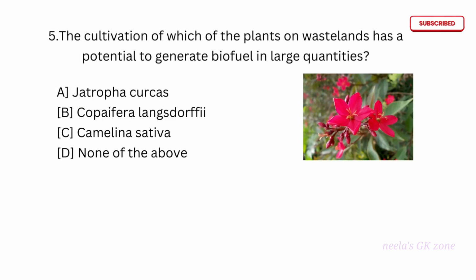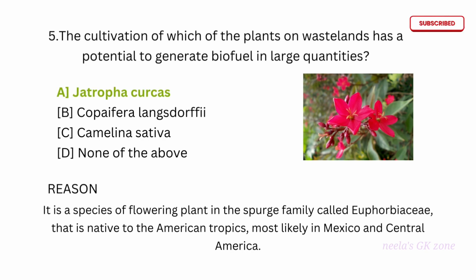The cultivation of which of the plants on wasteland has potential to generate biofuel in large quantities? Options are Jatropha, Copaifera langsdorffii, Camelina sativa, none of the above. And the answer is Jatropha, and the reason is it is a species of flowering plant in the spurge family called Euphorbiaceae that is native to the American tropics, most likely in Mexico and Central America.